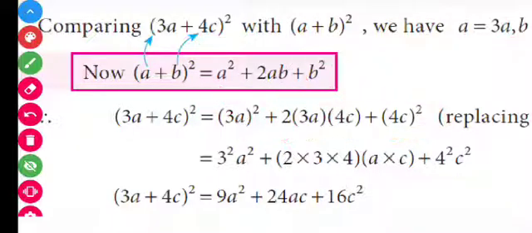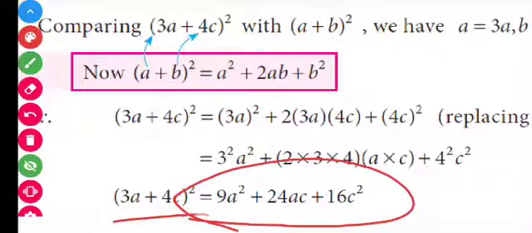Now you have to solve the simple equation. 3a square can be written as 3 square into a square, which is 9 a square. 2 into 3 into 4 gives you 24, and a into c can be written as ac itself. And 4c square: 4 square is 16, so 16 c square. So this is the final simplified value for the given expression. First, you have to analyze which identity suits the given problem, and then substitute the values of a and b in the identity.